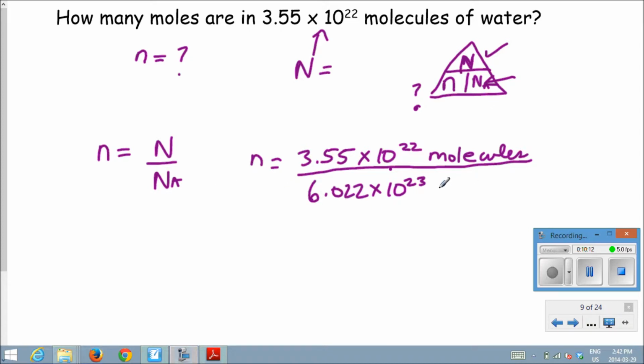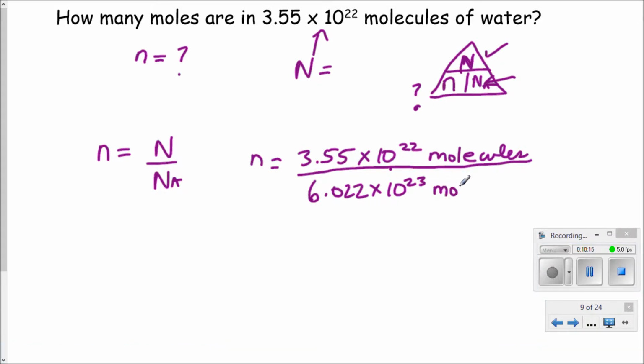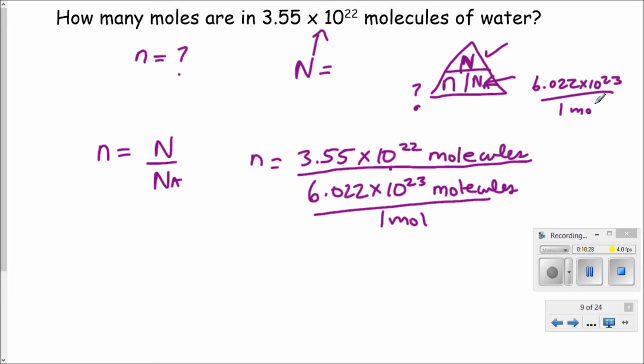Well, the answer is we want to put in here molecules, and I'll explain why in a moment. And we want to put it over 1 mole. I'll explain. Whenever you do NA, you always put it over 1 mole. And the reason is it's going to allow us to do unit cancellation. Now, these units will cancel out and you'll get moles.